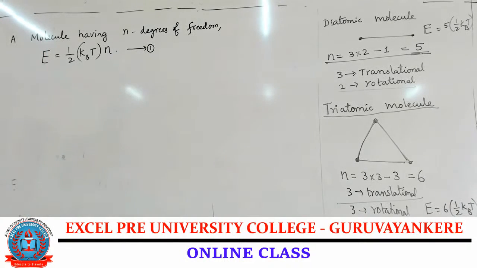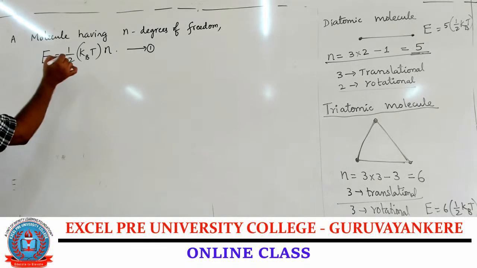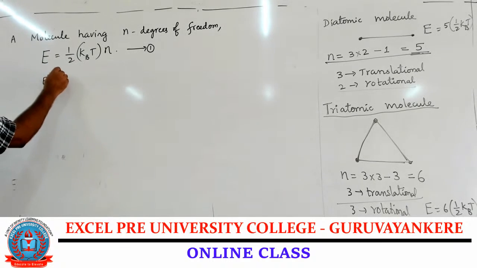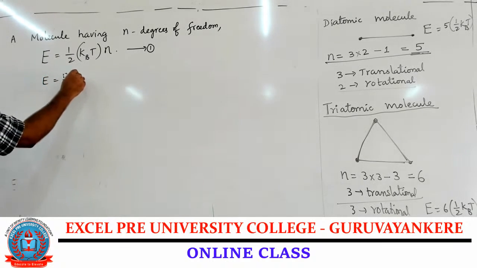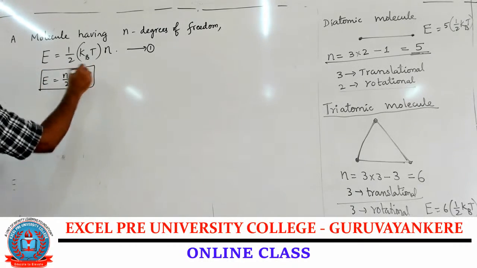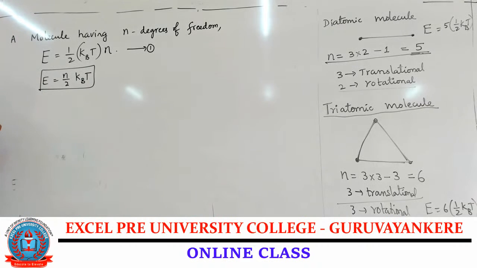Next, for a solid vibrating about its mean position, this is N by 2 kBT. So the total energy will be N by 2 kBT. This is for a molecule having n degrees of freedom.